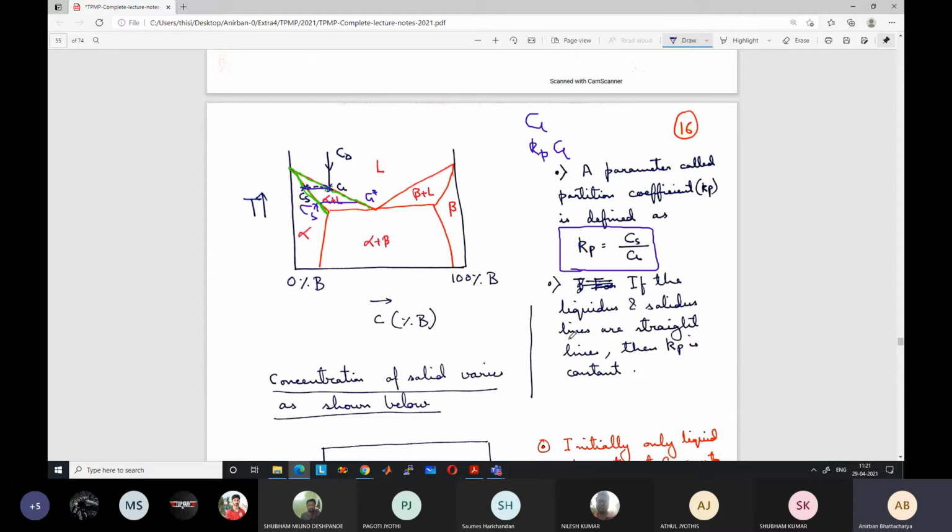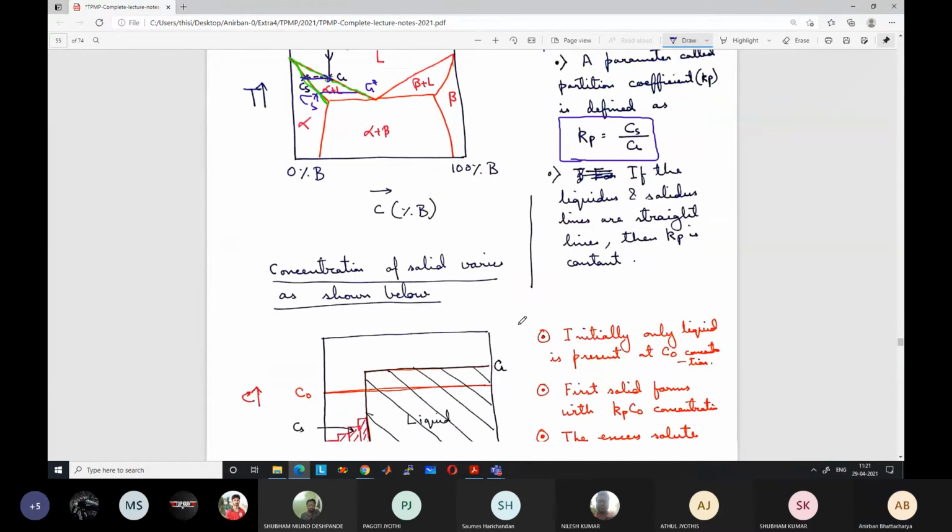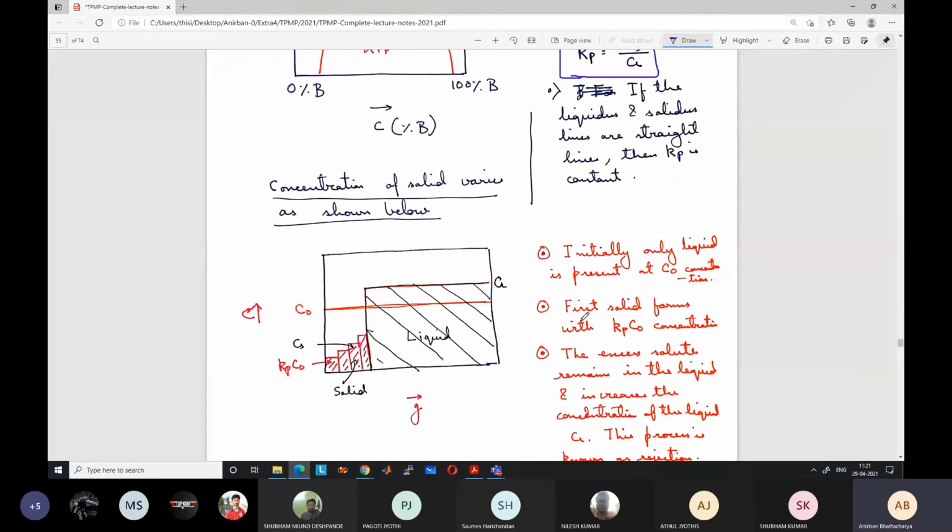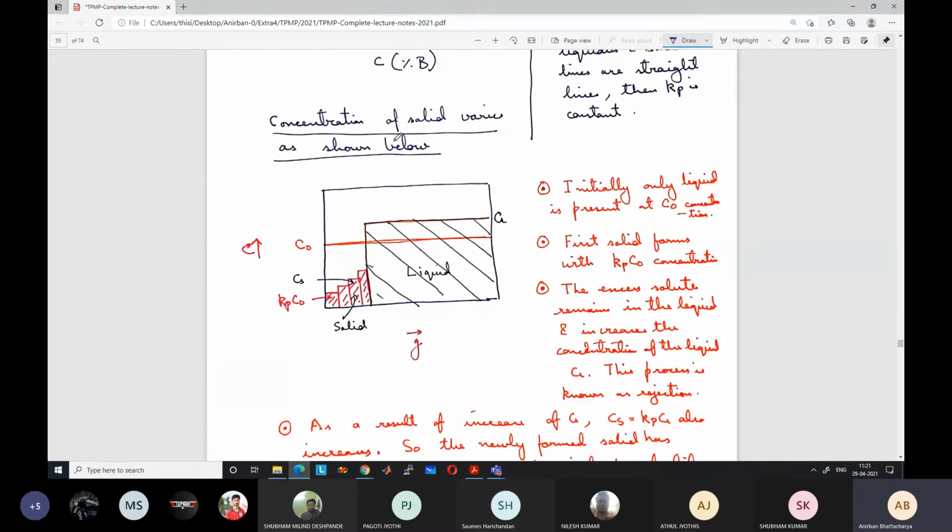As I have mentioned, if the liquidus and solidus lines are straight, then Kp is constant. Now, how does the solidification proceed? The concentration varies as shown below. So what do we see here?